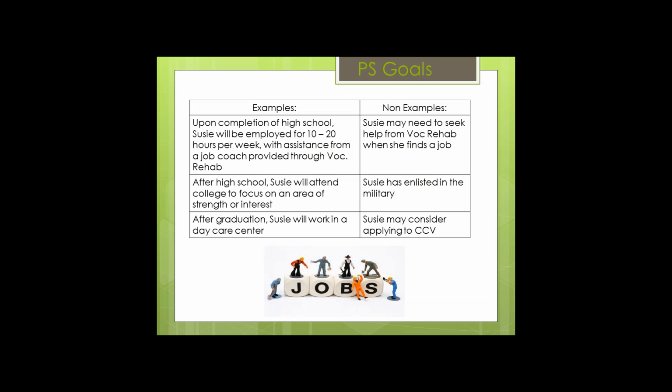And now here's some examples where, again, the first one says, upon completion of high school, doesn't say graduation per se, but upon completion of high school, Susie will be employed for 10 to 20 hours per week with assistance from a job coach provided through vocational rehabilitation. Again, that sounds very specific, but it's not something that you're responsible for. Your responsibilities for this would probably be making that connection for Susie with vocational rehabilitation, helping her to find out what kind of a job she would like to have when she leaves school, and training her toward that eventuality.